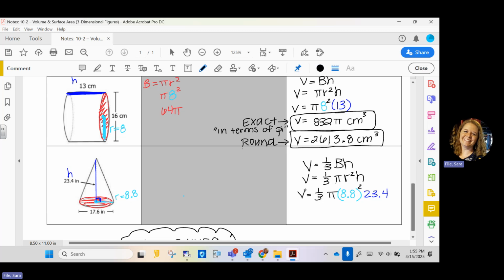So I've got 1/3 times pi times 8.8 squared times 23.4. I'm going to multiply all the numbers. So 1/3 times 8.8 squared times 23.4 is 604.032, and I still have pi there. Now my units are inches, so this is going to be inches cubed.